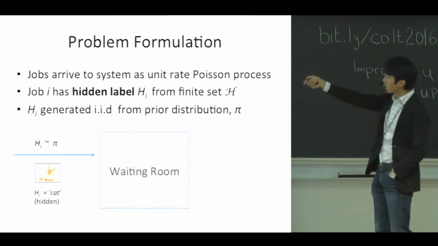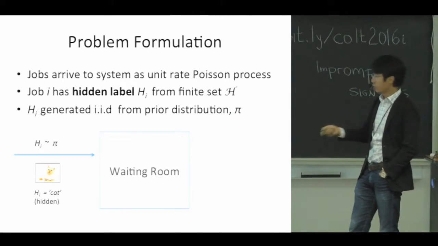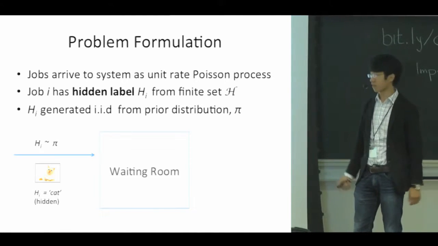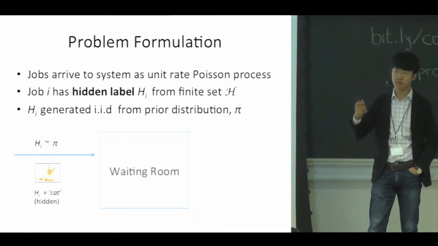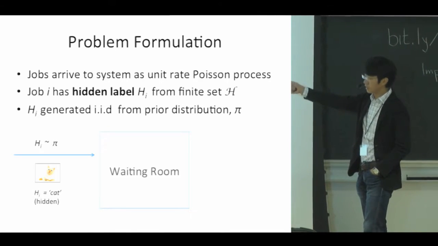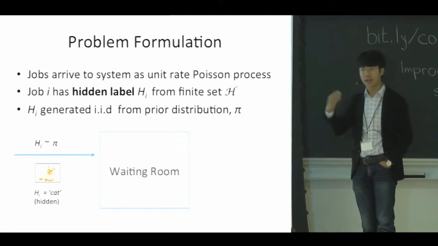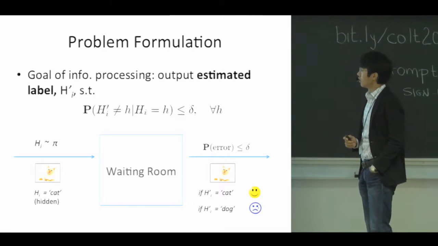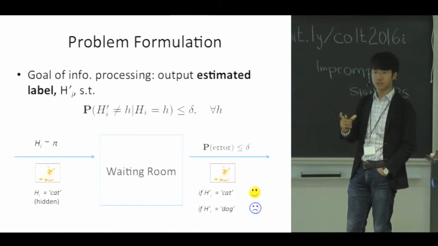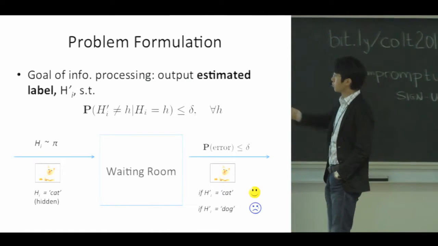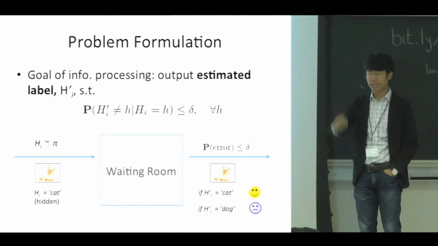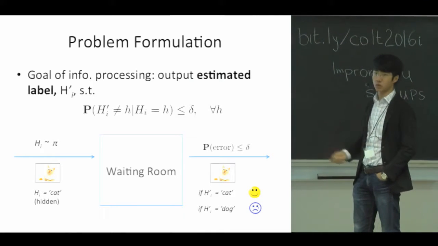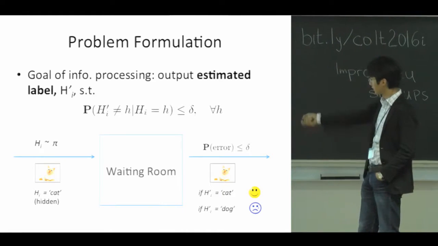Each job i has a hidden label, H_i, representing the core type of the job. In this case, job i's true label says cat. We'll assume that H_i is drawn from some finite set script H, and that these hidden labels are generated IID according to some potentially unknown prior distribution. The ultimate goal of the system is that at the end of the day, we want to produce for each job i an estimate or a guess of the true label, which we call H prime. We're happy if H prime is equal to the true label, and unhappy otherwise. So if we say cat, we're happy.